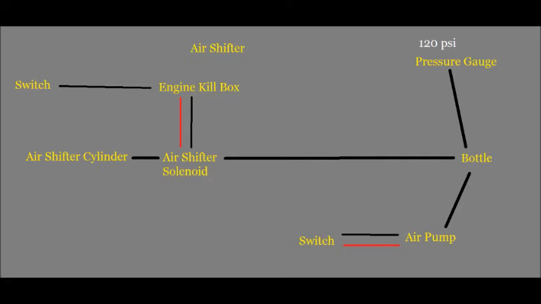When you want to make a gear change, you use a switch connected to the engine kill box to let the engine kill box know that we're ready to upshift. The engine kill box then sends current to the air shifter solenoid, which opens it, so the pressured air from the bottle is able to travel to the air shifter cylinder. The air shifter cylinder is connected to the transmission linkage. So then the engine kill box kills the engine and the air shifter cylinder is able to make a shift to the next gear.